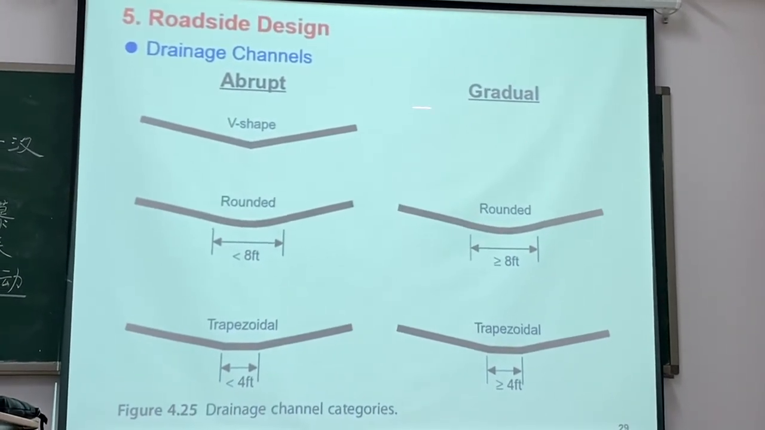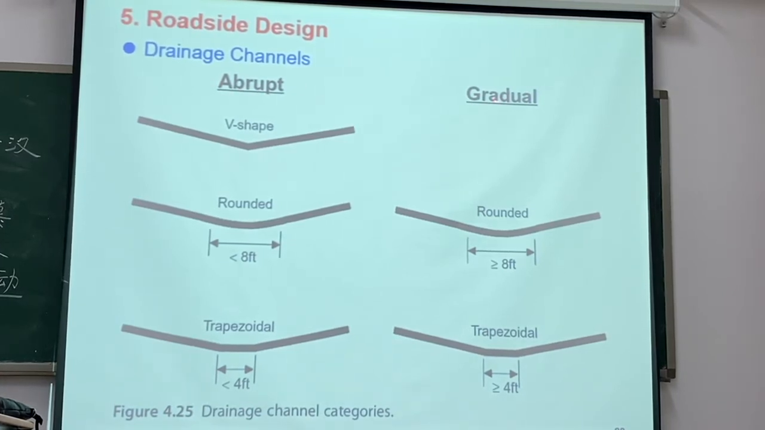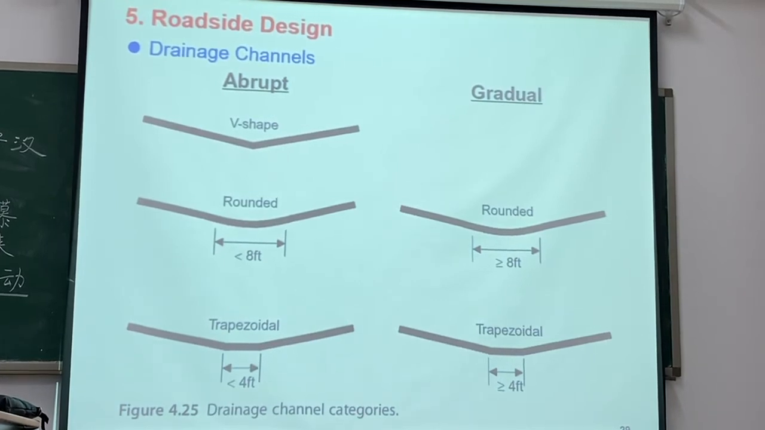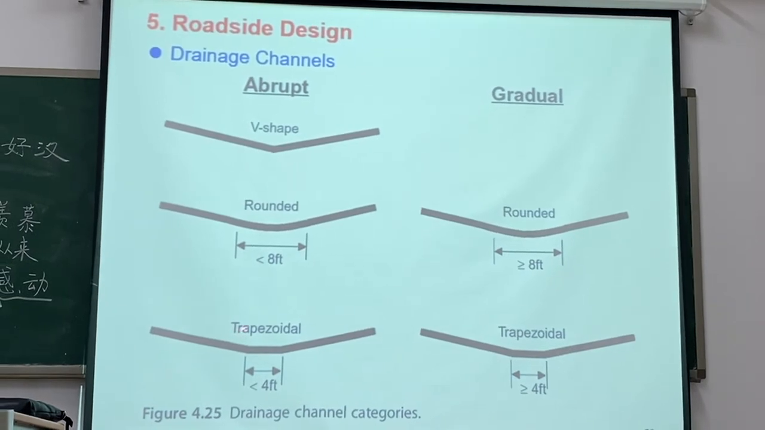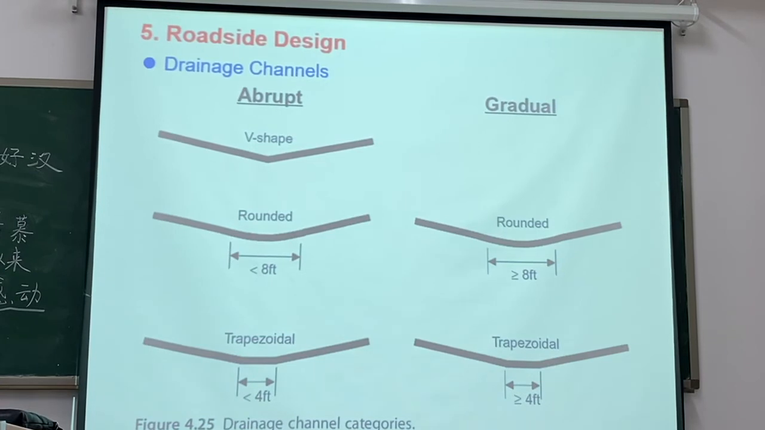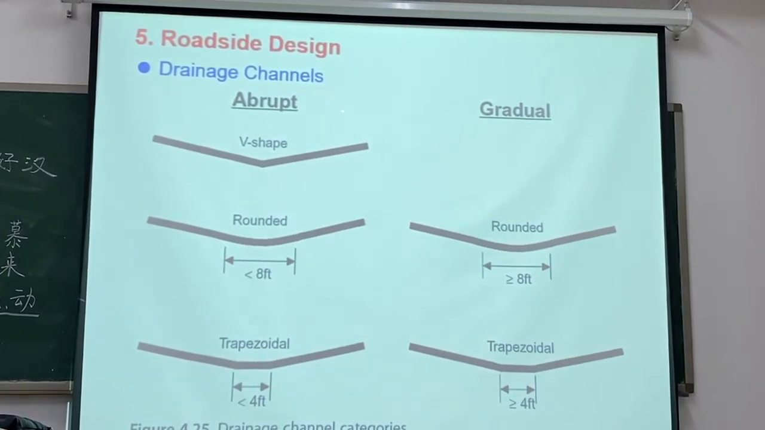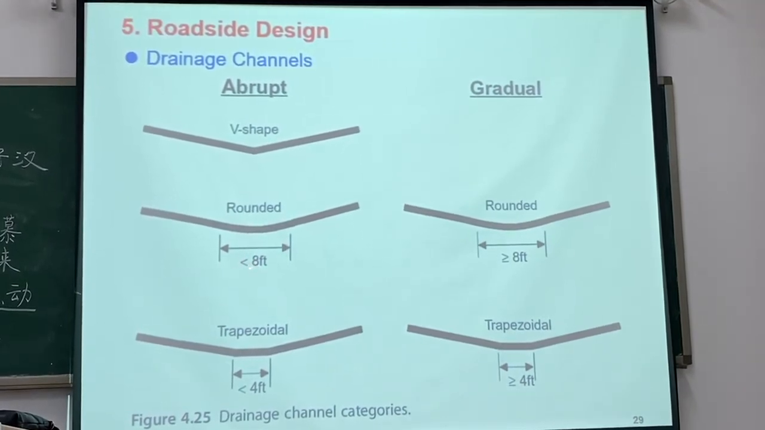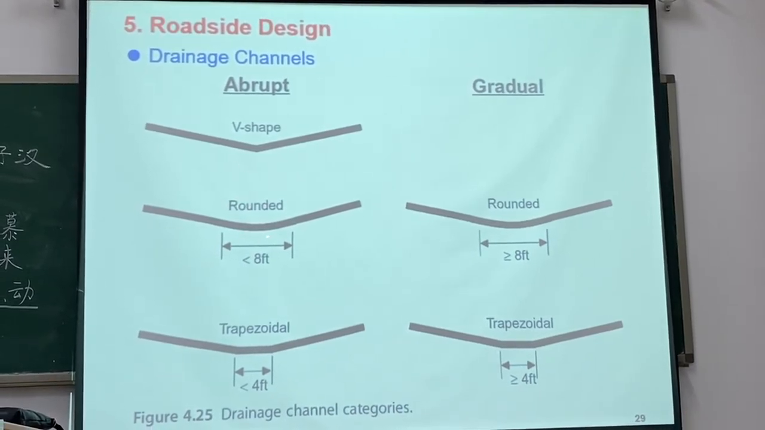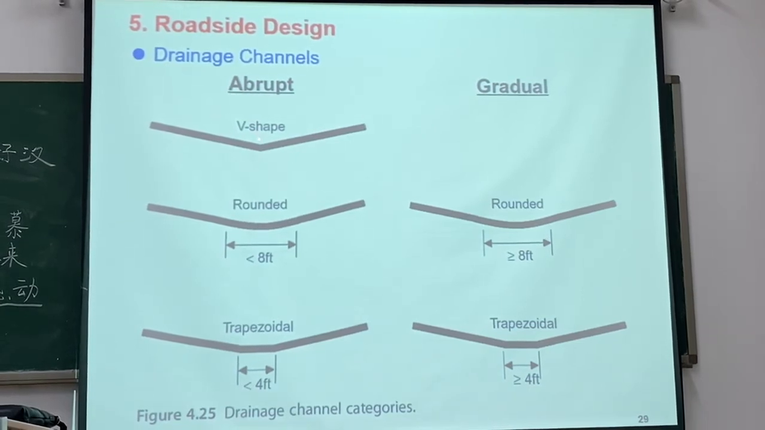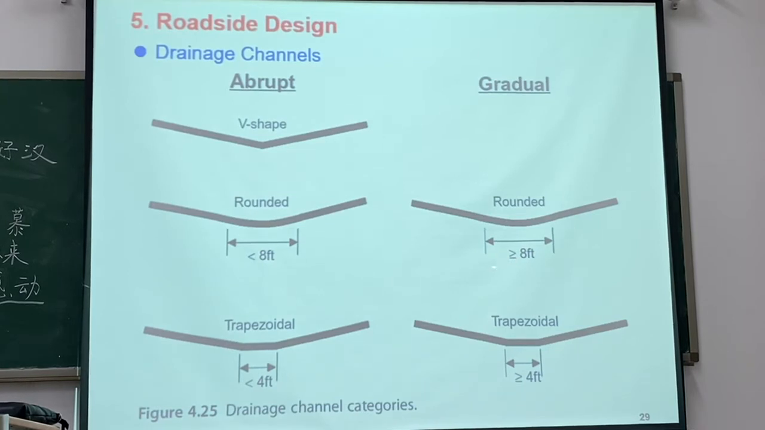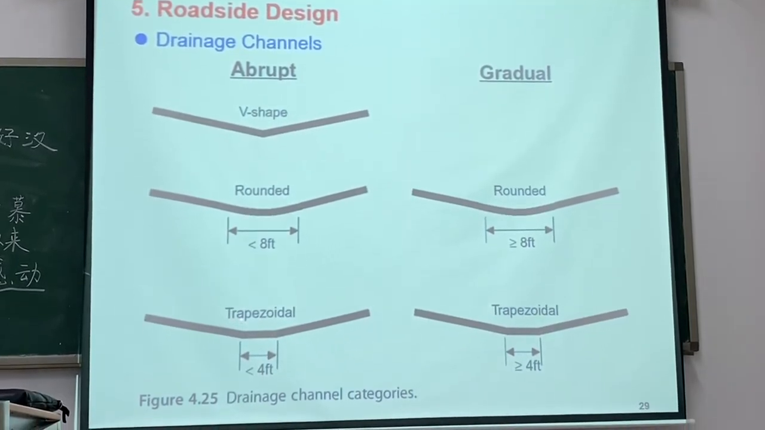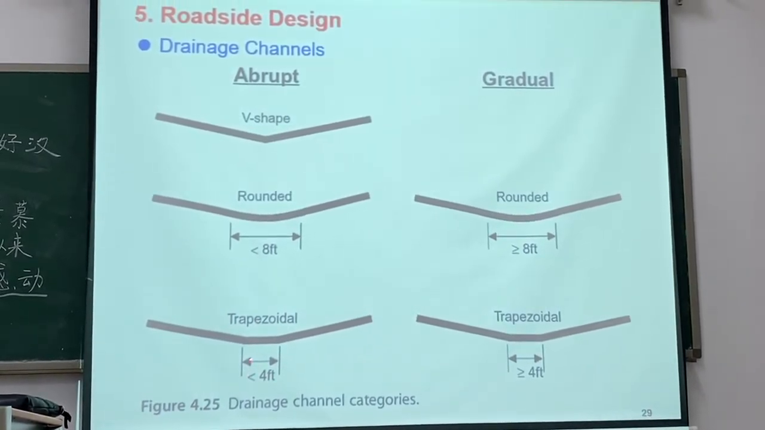There are two kinds of drainage channel, abrupt or radial. The drainage channel can be V-shaped, rounded, or trapezoidal. For abrupt or radial, the width is different. When the width is less than 8 feet, the rounded drainage channel belongs to the abrupt type. But for larger than or equal to 8 feet, it is radial. And this is for trapezoidal, 4 feet.